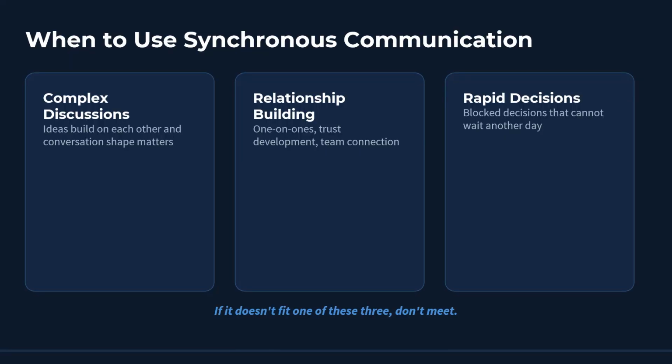Synchronous communication, meaning meetings, calls, and real-time chat, is valuable for three specific purposes: complex discussions where ideas build on each other and the conversation shape matters; relationship building, including one-on-ones, team connection, and trust development; and rapid decision-making when a decision is blocked and waiting another day would cost more than a 30-minute call. If a communication does not fit one of these three purposes, it probably should not be synchronous.